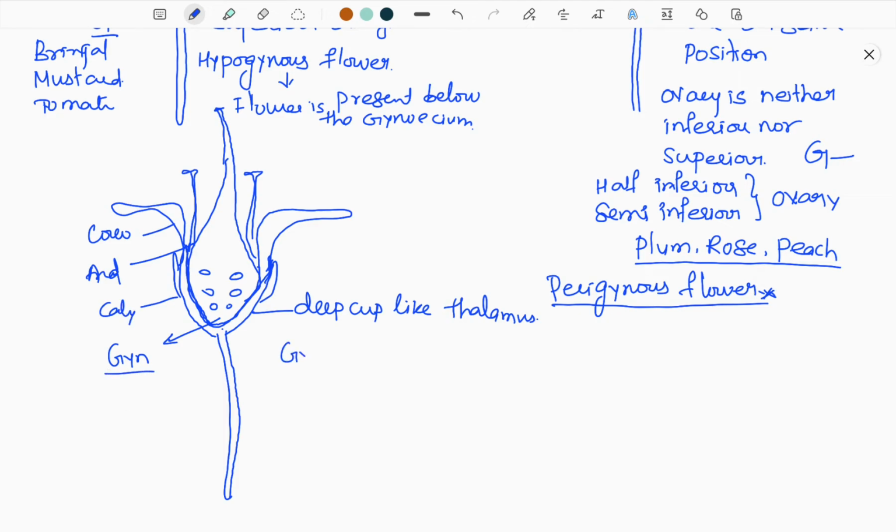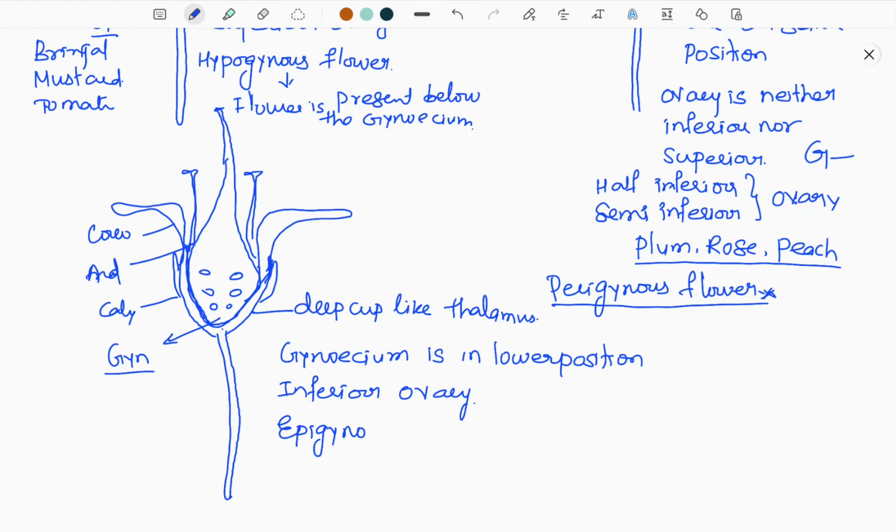Gynoecium is in lower position. That is the most important thing you should understand and remember. Gynoecium is in lower position. So we call it an inferior ovary. Inferior to what? Inferior to the rest of the floral parts. So we call it an inferior ovary, and the flower is called an epigynous flower.